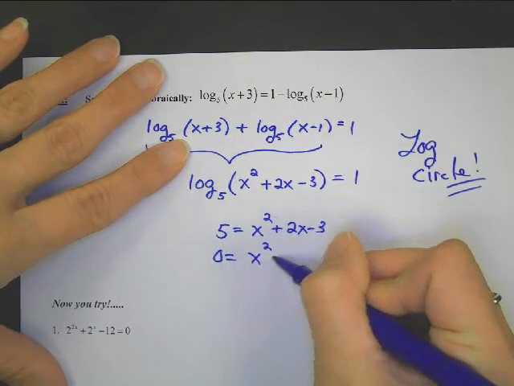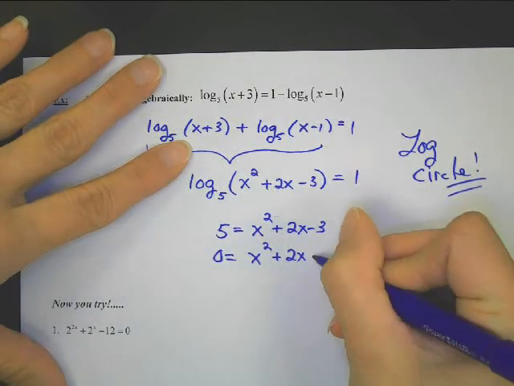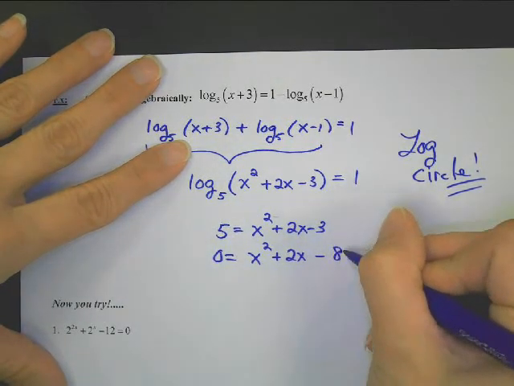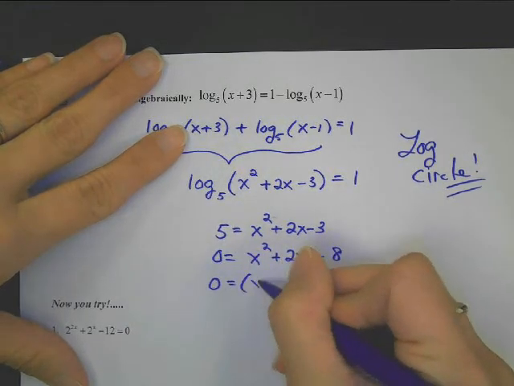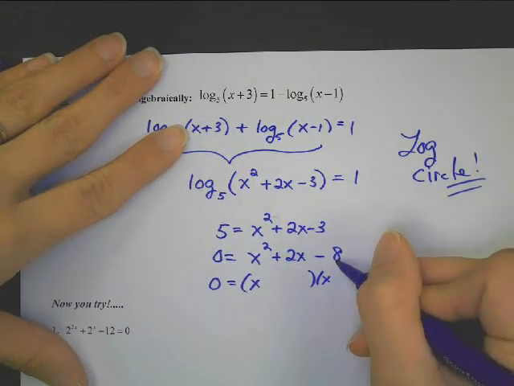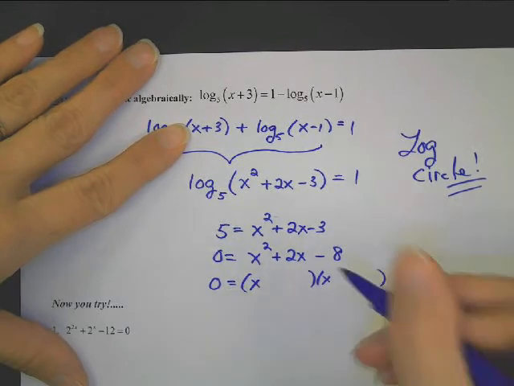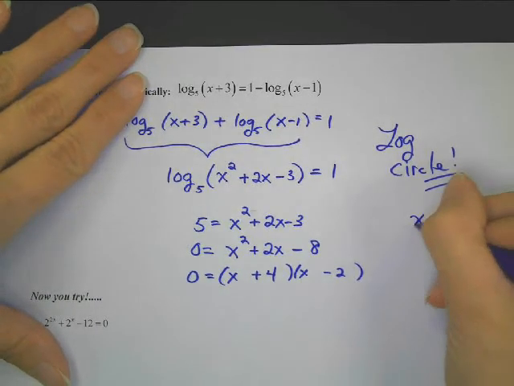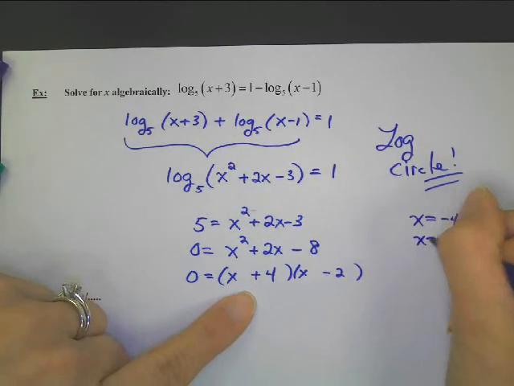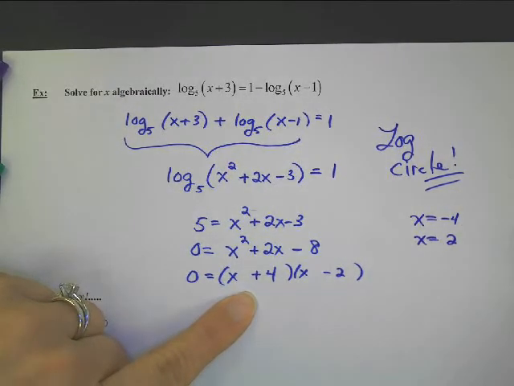Let's get everybody over on one side. We'll subtract 5 and get minus 8. And does this one factor? Oh, I believe this one factors. Oh, thank heavens. 8 can be calculated by doing plus 4 minus 2. So there's 2 answers, negative 4 and positive 2.